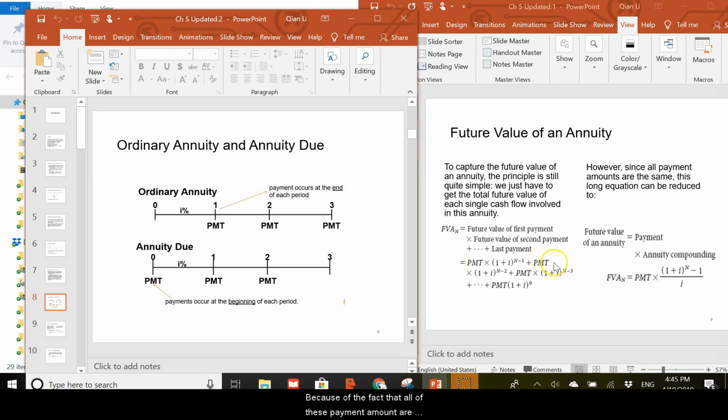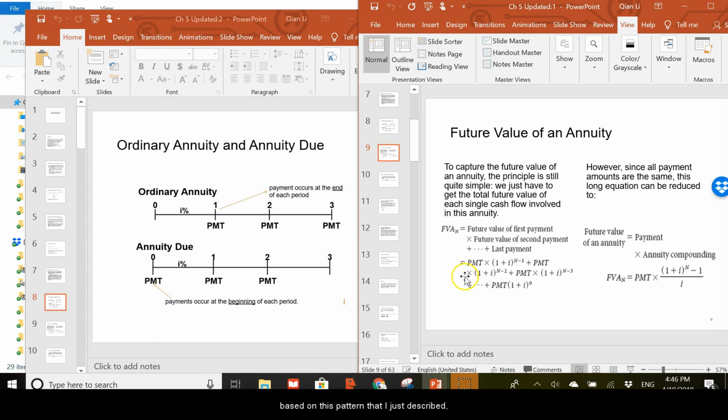Because all these payment amounts are the same, the compounding part, for example, 1 plus i to the power of 2, then 1 plus i to the power of 1, and then 1 plus i to the power of 0, is the same exponential process at a decreasing power, right? From 2 to 1 to 0. People derive a much simpler looking equation based on this pattern that I just described.